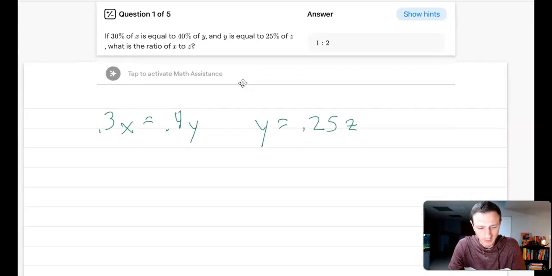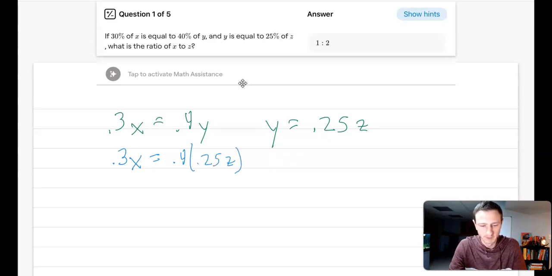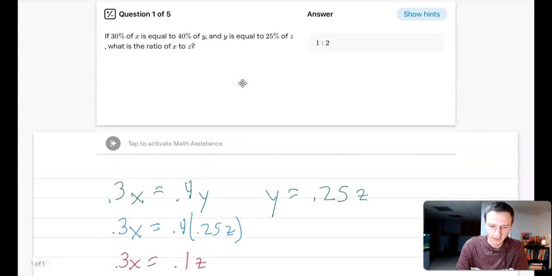Let me try to zoom this in a little bit. So we're going to have 0.3x equal to 0.4 times 0.25z. And then we can multiply. I don't see any rules about calculators or anything, and I want to play it safe. 0.4 times 0.25 is going to be 0.1. So we have 0.3x equal to 0.1z.